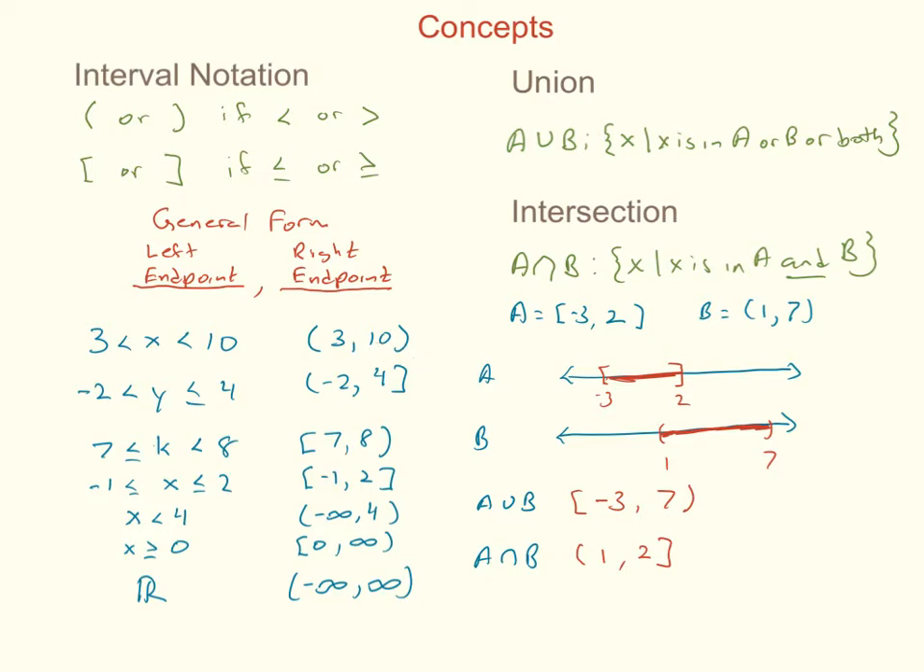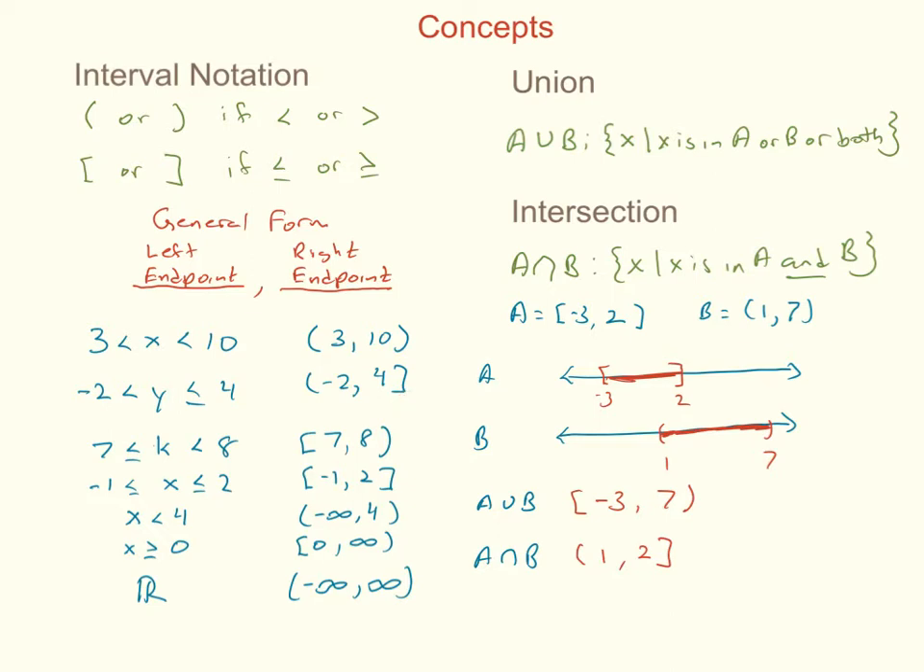In this next one, I have -2 less than y less than or equal to 4. In this case, we are including the 4. We're not including the -2. So my left endpoint is -2. My right endpoint is 4. Parenthesis with the -2 since we're not including it, and a bracket with the 4 since we are.